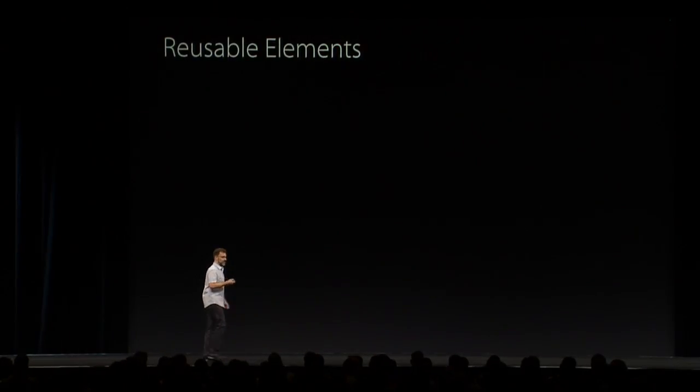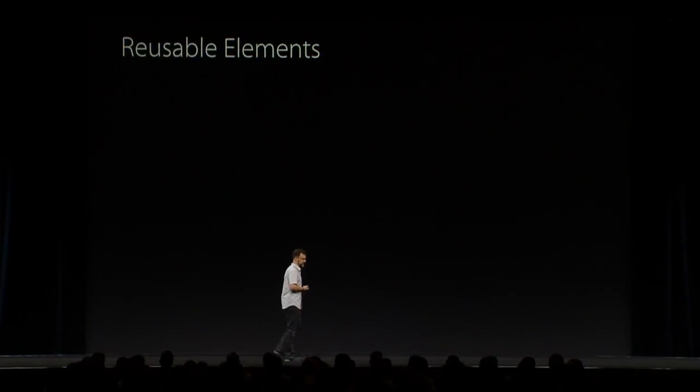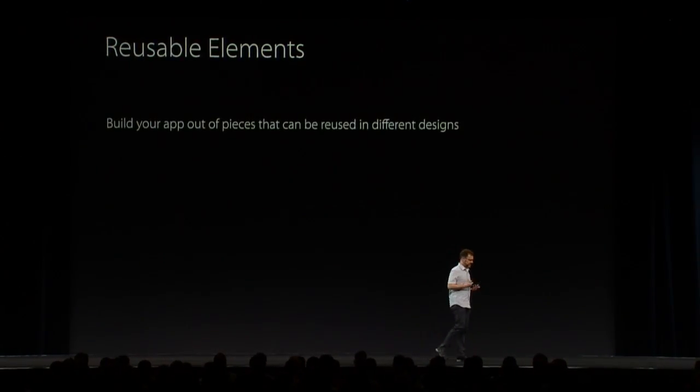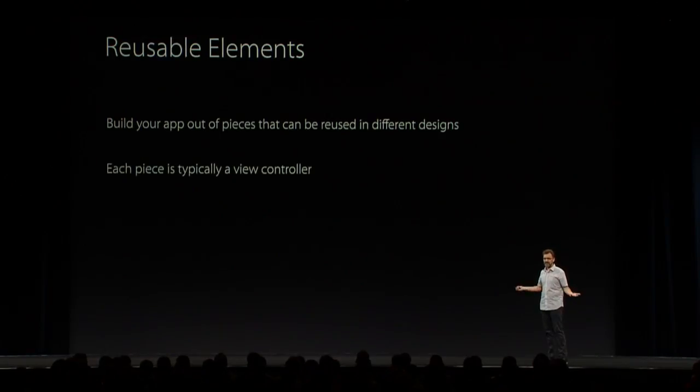So the last thing I'd like to talk about is reusable elements. This is a way that you can build your app out of pieces that can be reused across different designs. This way you can build your app more quickly and take advantage of these different designs without having to rewrite everything. We'll do this by using view controllers. Each piece will typically be a view controller, and that's because they package up a lot of useful stuff all together.